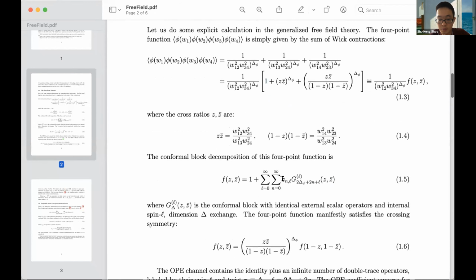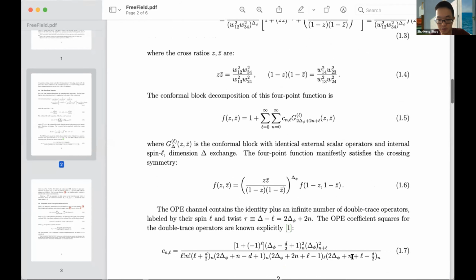And you can see that the intermediate operators, their scaling dimensions take this form. So it's 2 times the external operator dimension, delta phi, plus an integer. And all these coefficients are known explicitly. You say these correspond to double trace operators, is that correct? Yes. So all these operators are quadratic in phi, and they have several derivatives acting on them, and therefore it increases the scaling dimension by this much.